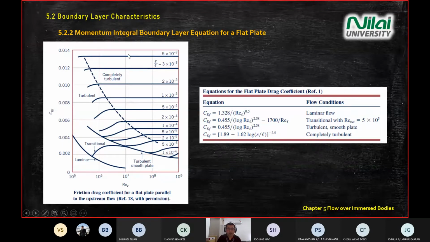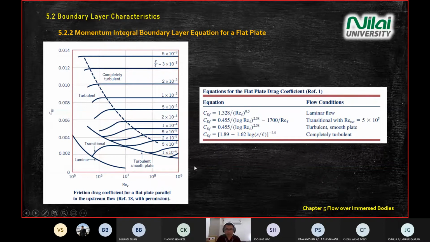And then for the table on the right here, you will see that there is an equation used to build all these lines. For example, the first line, the laminar line, CDF equals 1.328 divided by Reynolds number L to the power 0.5. This is for this line. Now you can use this equation to discuss the assignment. All this will give you the drag coefficient, and with the drag coefficient you can calculate the drag and lift. And transitional, this one is for this line.